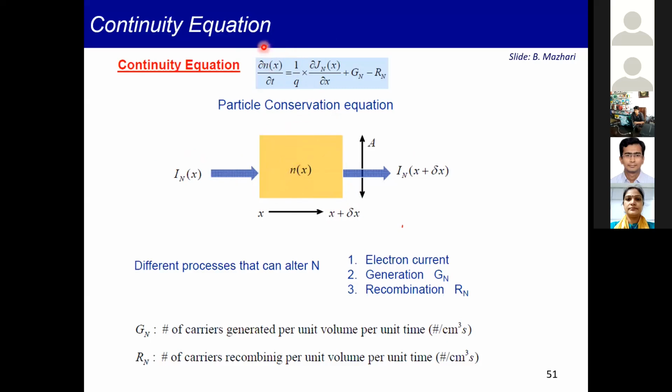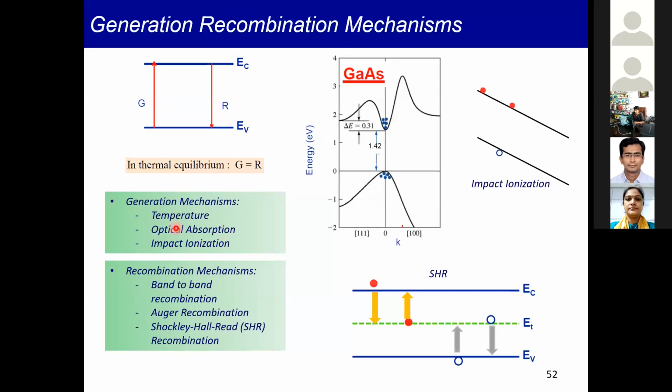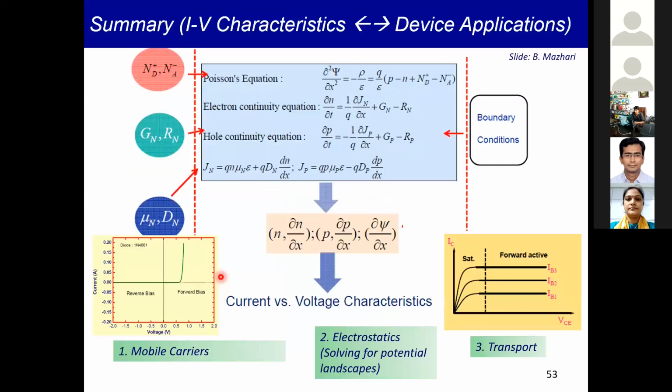So to take that into account, we use what's known as the continuity equation, which takes into account the current as well as the carrier concentration changes because of generation-recombination mechanisms. As you already know, if you shine light, you are generating; there is impact ionization, or mechanisms like band-to-band recombination, Auger recombination, Shockley-Read-Hall recombination. So because of all that, you can have generation or recombination. Once you have all that, this is the full picture.